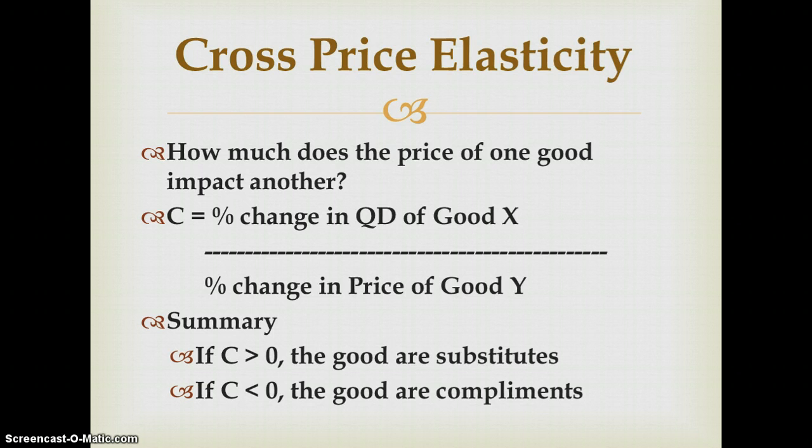I'm sorry, guys. I just read that backwards. Let me try it again. The part on the screen is correct. I just read it backwards. If C is greater than 0, the goods are substitutes. If C is less than 0, the goods are complements. Very simple concept.